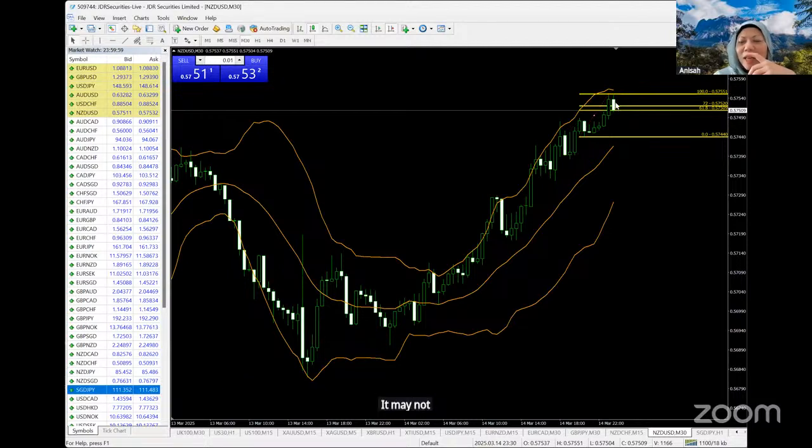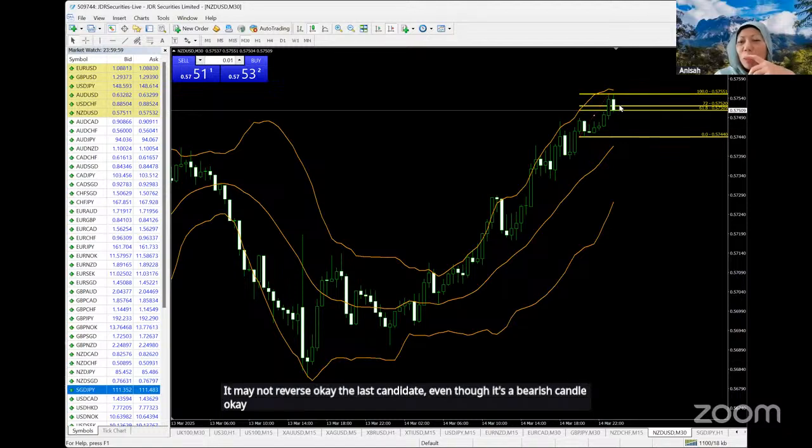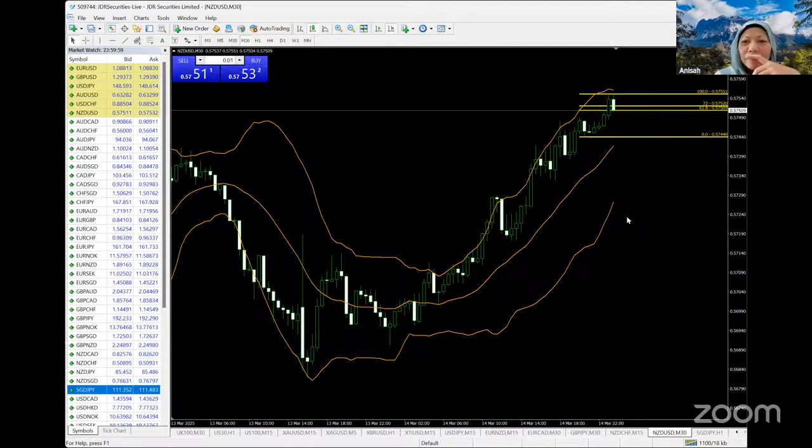The last candle, even though it's a bearish candle, could be just a minor correction before it resumes the current trend. But we don't know. Let's just see. There's no definitive call yet. For those who are already long in this pair, you can still hold it.